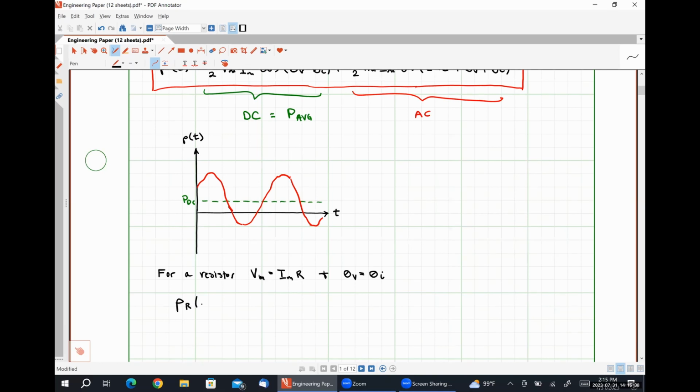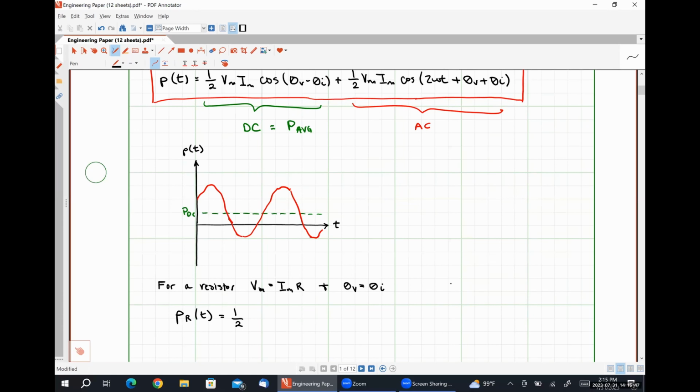So we could say that PR of t is going to be equal to 1/2. Vm is going to stay the same. Im is equal to Vm divided by R. So if I multiply Vm times Vm over R, I get Vm squared divided by R. Now I'm going to have cosine theta V minus theta I. Well, if theta V and theta I are equal, then what is the cosine of 0? 1. 1, absolutely right.